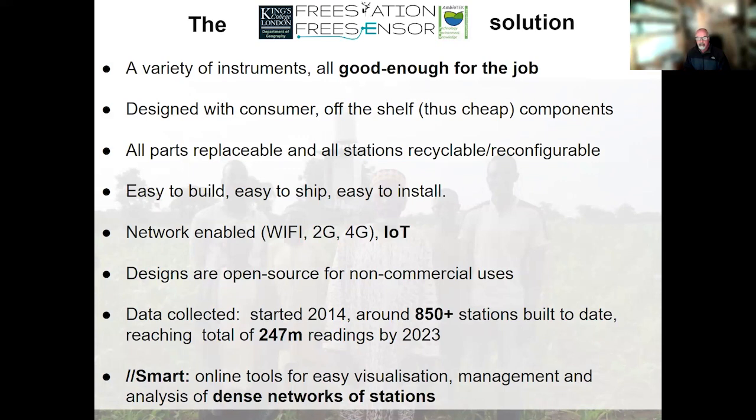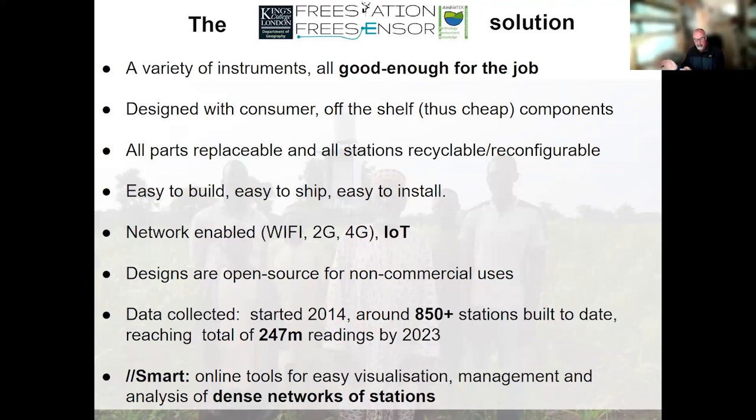Well, we have developed and open sourced a wide variety of instruments, all of which are good enough for what we want them to do, but are not so good that they're very, very expensive. They're designed with consumer off-the-shelf and thus cheap components. We've designed them so that all parts are easily replaceable, and stations can be recycled or reconfigured into other stations once they've had one life as a stage station.